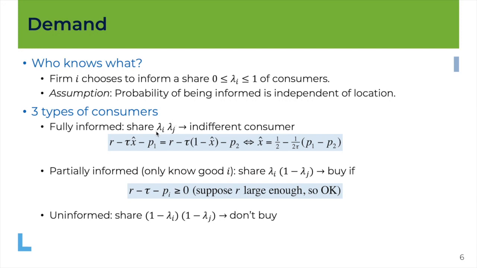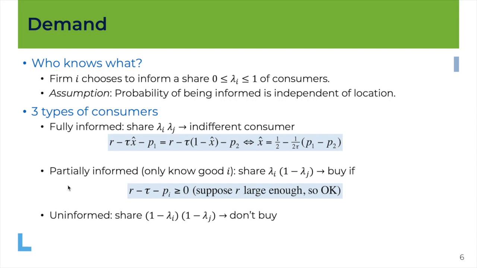So the probability to receive an ad from both firms is the product of lambda I and lambda J. These are the fully informed consumers. They are in share lambda I times lambda J, and they have the possibility to choose between the two firms. We know from our previous analysis that the consumer who is indifferent between buying product 1 or product 2 has this location. This is what we saw in the Hotelling model.